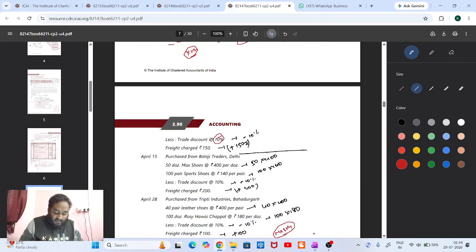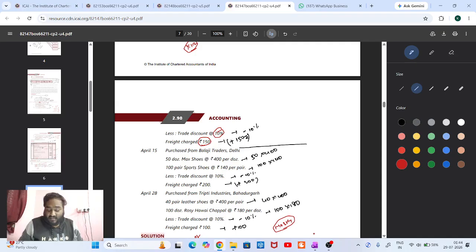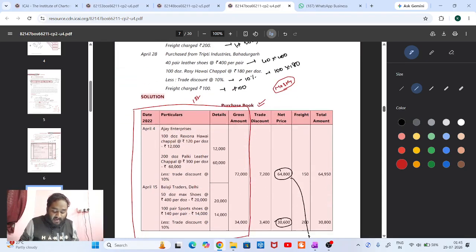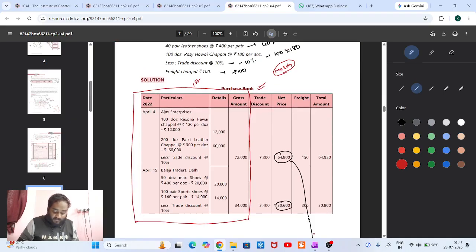Less trade discount 10%. And the freight charges. Freight charge is an expense. When you purchase something and the seller delivers to your location, they charge you. They do not pay on their own, they do not use their own money. They charge you. So freight is to be added. You might add freight here, and then the total would be there.